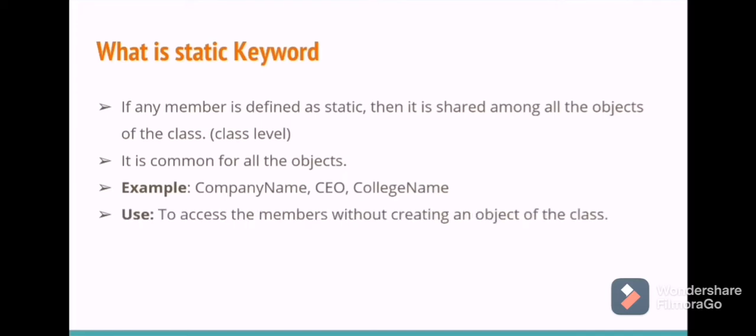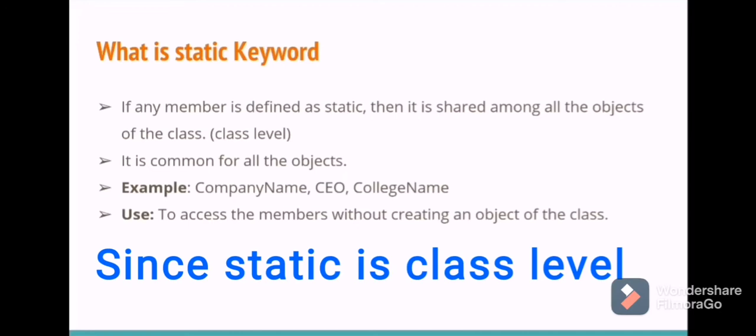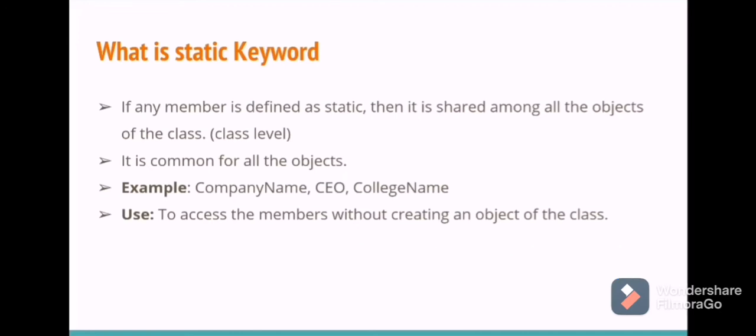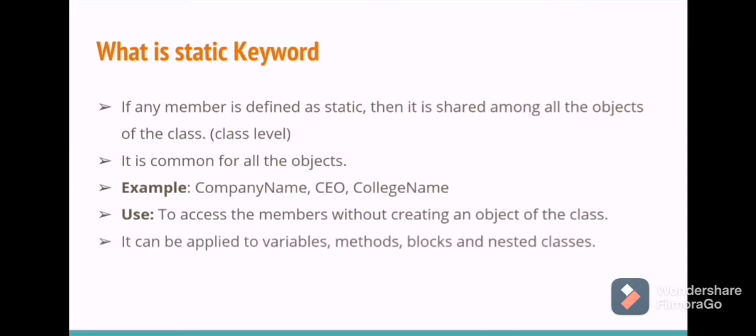Similarly, CEO of the company, college name. The main usage of the static keyword is we no need to create objects to access these members. Now let's see where we can apply this. It can be applied to variables, methods, blocks and nested classes. Why it is required means to improve memory. So memory management is the advantage.